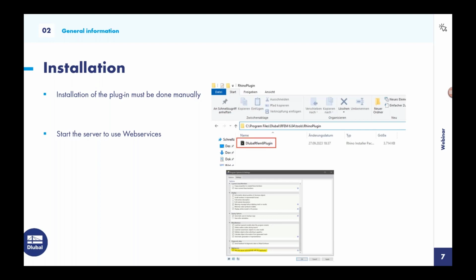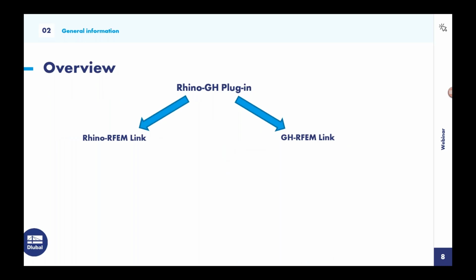After the installation, we have two plugins. The first is the Rhino RFEM link. With this plugin, we can import and export data between Rhino and RFEM. We can import and export lines and surfaces, and this is limited to the pure geometry, so information about sections or material thicknesses is not exported with this link.